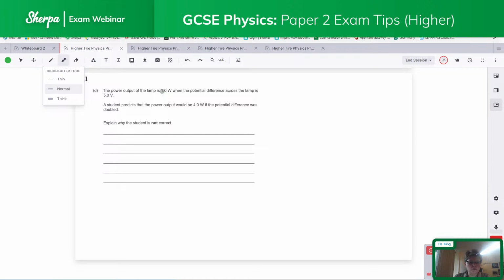Okay, going to the last bit, we have that the power output of the filament lamp is 1 watt when the potential difference across the lamp is 5 V. So we have information of power and potential difference. A student predicts that the power output would be 4 watts if the potential difference was doubled. Explain, that's the very important keyword, why the student is not correct.